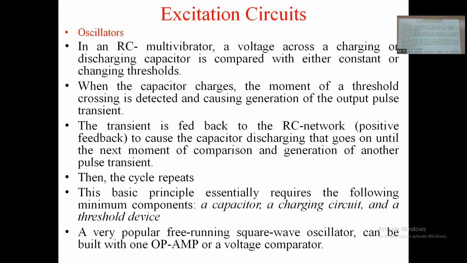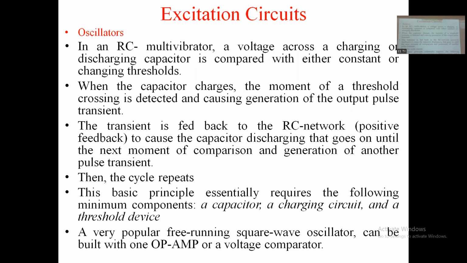When a capacitor charges, the moment of threshold crossing is detected, causing generation of the output pulse transient. So ज्यावेळेस capacitor charge होईल, there is a threshold value, it will be crossed. जे काय set केली किंवा reference value आहे, if it is crossed, then it will cause the generation of an output pulse transient. So the transient is fed back to the RC network. That is positive feedback to cause the capacitor discharging, and that goes on until the next moment of the comparator and generation of another pulse transient.